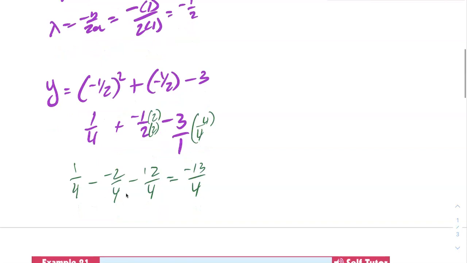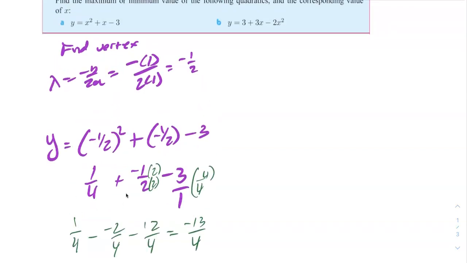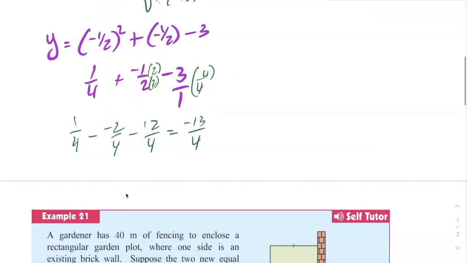So there is my max or min. My vertex is negative 1/2 and negative 13 over 4. This is a positive a, so it opens up, so we have a minimum. So this is our minimum. Negative 13 over 4 is our minimum value.